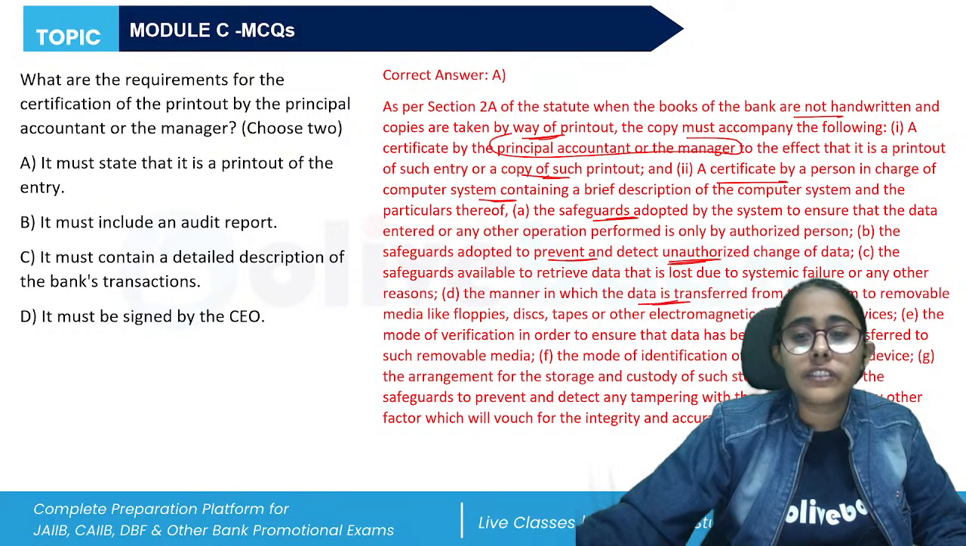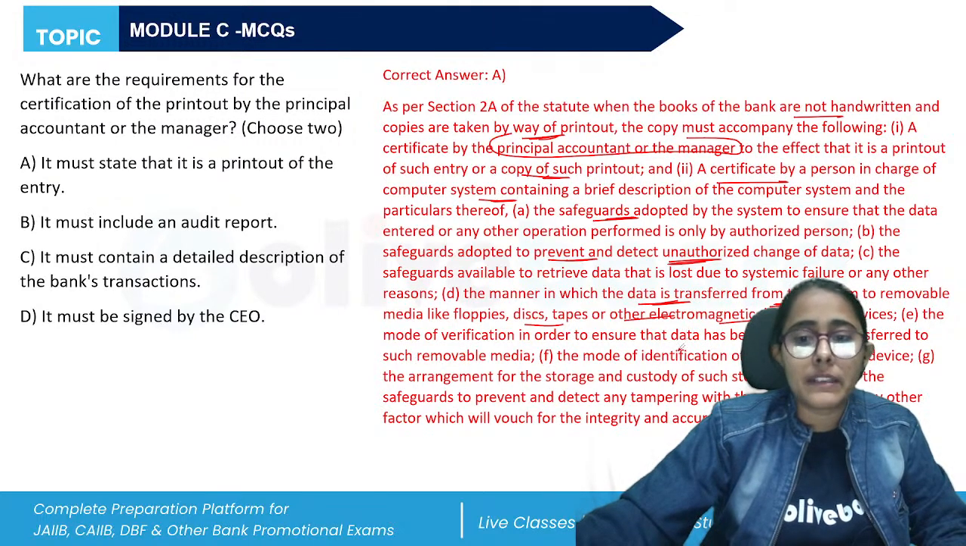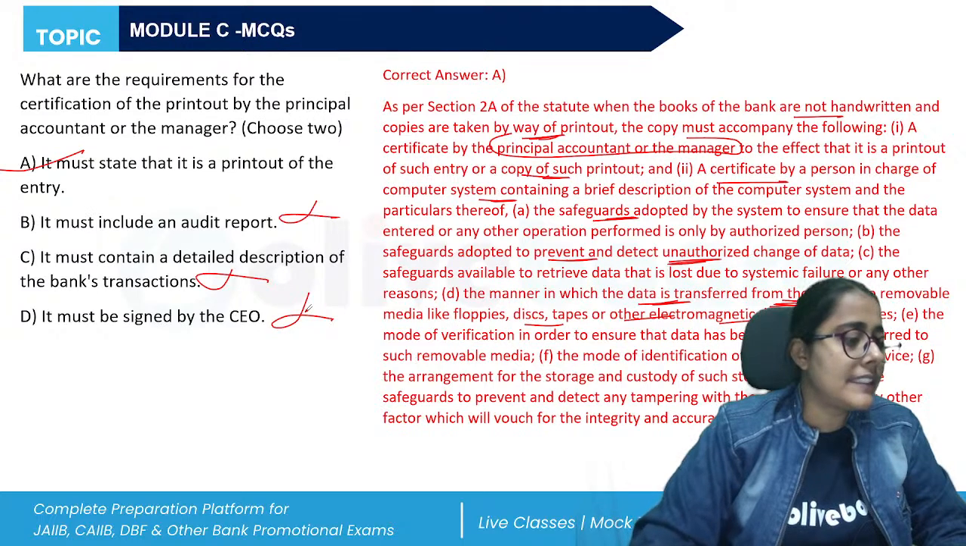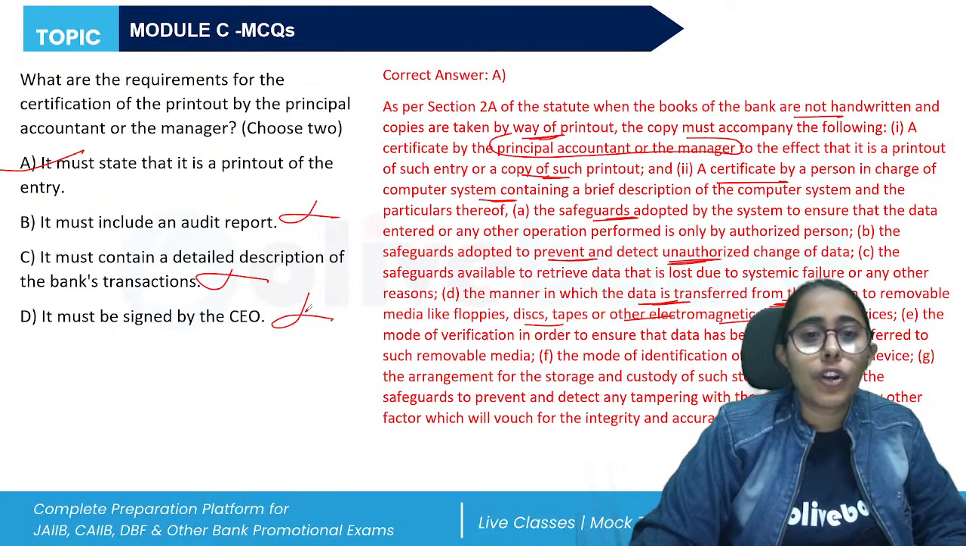If data is transferred from the system through floppies, disks, tapes, then it has to be done in a legible, viable manner. It should not include an audit report or detailed description, and it is not necessary for it to be signed by the CEO. However, it should be mentioned that it is a copy or printout of the certificate.